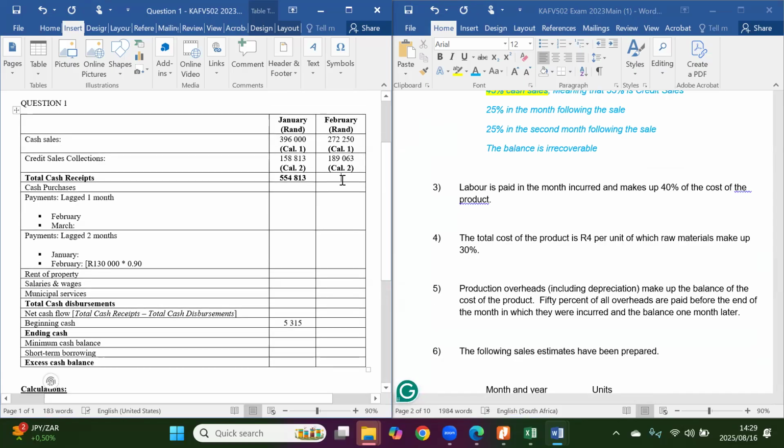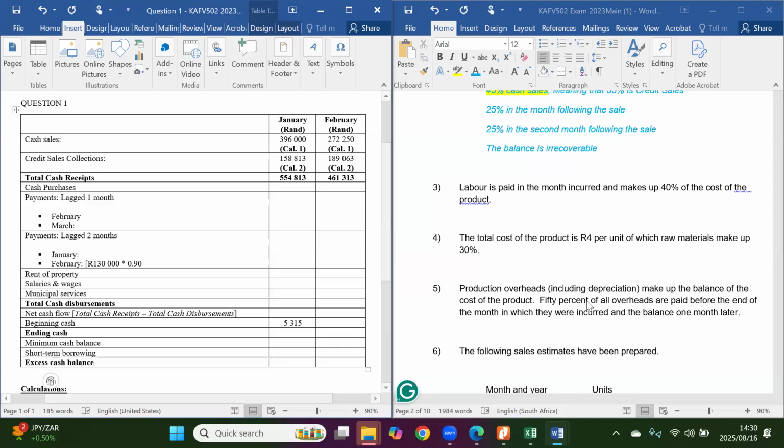And then for February, you're going to say 272,250 plus 189,063 to give you something like 461,313. So that would be your total cash receipts for January as well as for the month of February. So far, so good? Yes.